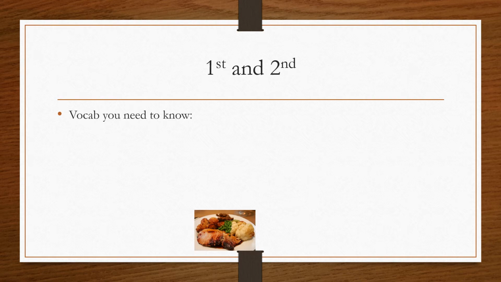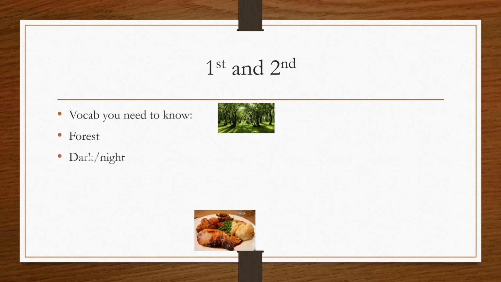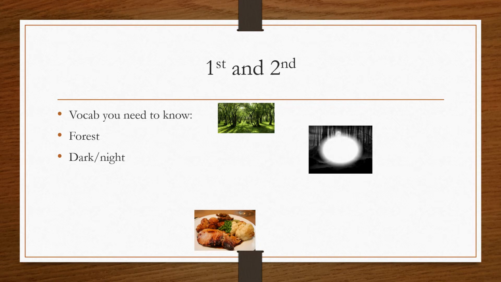There's some food there. Vocabulary you need to know first and second grade. For our story today, I need to make sure that you know this word. Forest. This is a forest. Look at all the trees. Dark. Oh, it's very dark in the forest. It could be dark many places. In this case, it's dark in the forest. It's dark also at night, not during the day, but at night.